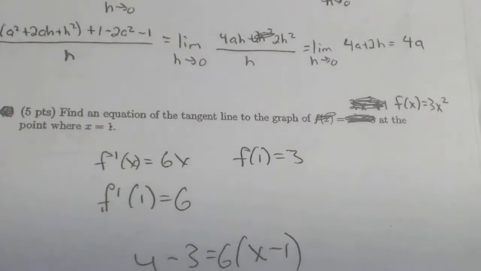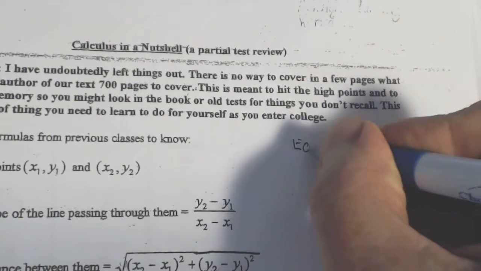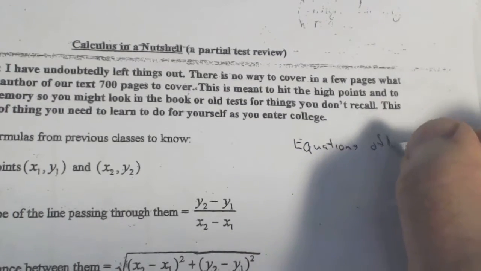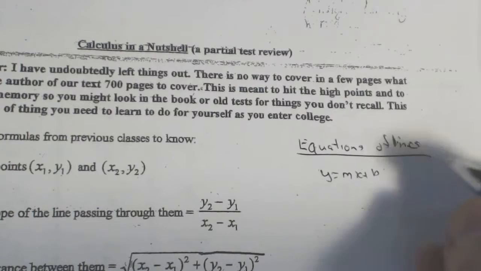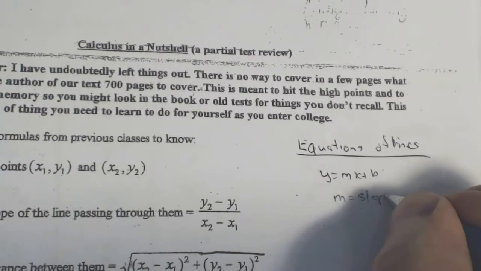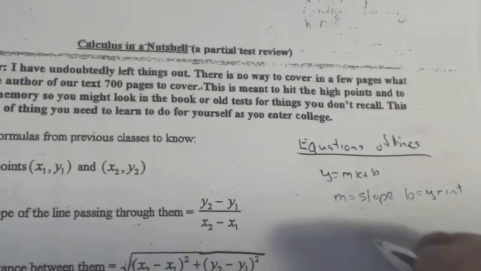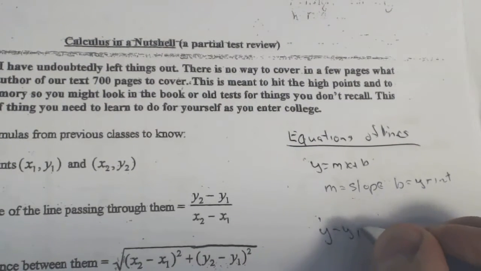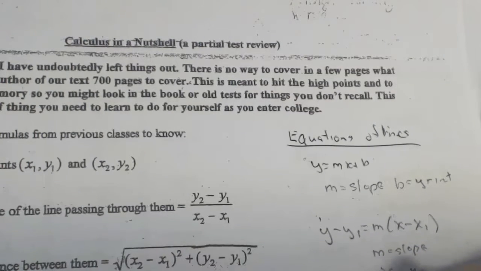So what I want to put on there, by the way, is equations of lines, and we've used these all year. One is y equals mx plus b. That's m equals slope, b is the y-intercept. That's one of your favorites. And the other is my favorite. y minus y1 is m times x minus x1, where m is the slope, and x1 comma y1, that's your point.